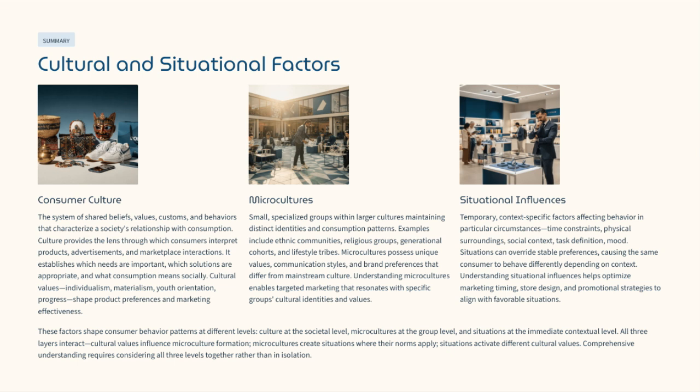For instance, cultural values like individualism, materialism, youth orientation, or progress heavily influence product preferences and how marketing efforts are received. In summary, understanding the complex interplay between cultural and situational factors is essential for developing effective marketing strategies that truly connect with consumers across different contexts and groups.